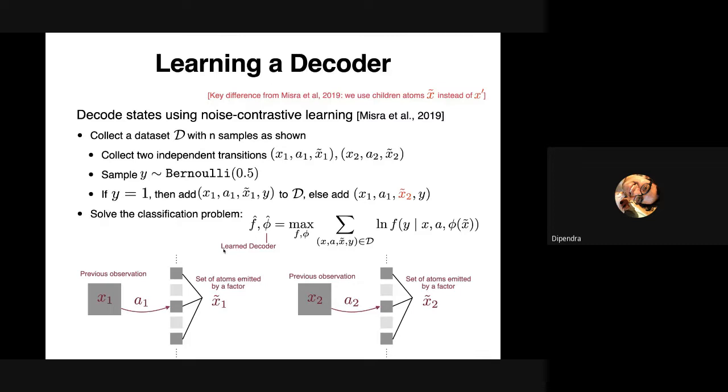So one critical difference from the prior work is that we are using the children atoms, which is x tilde, instead of the whole observation, which is x prime. And this difference is very important for recovering the right kind of decoder. Any questions until now?